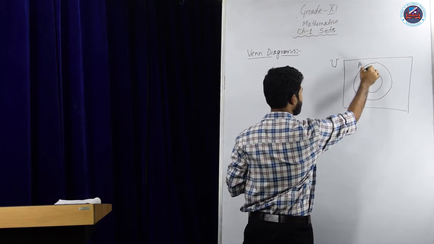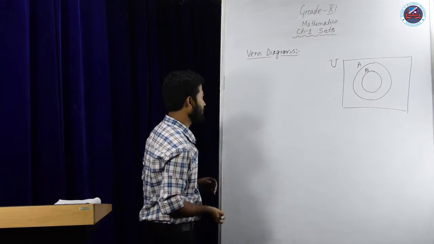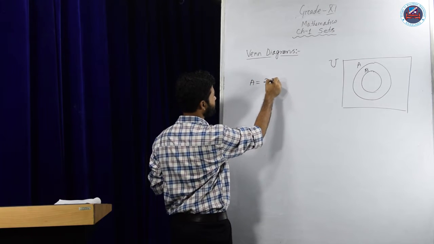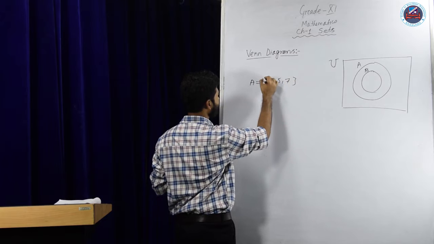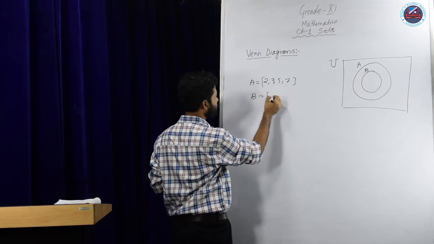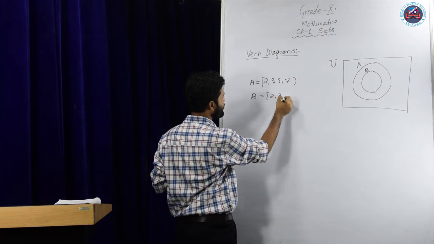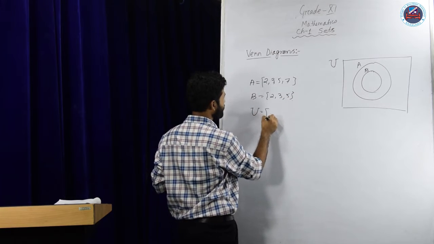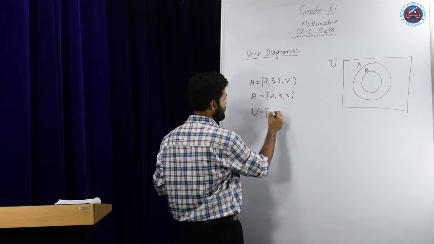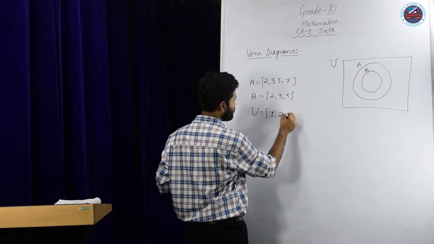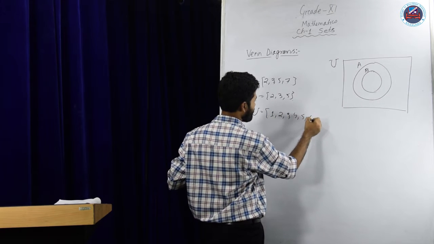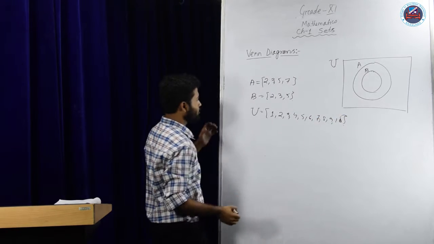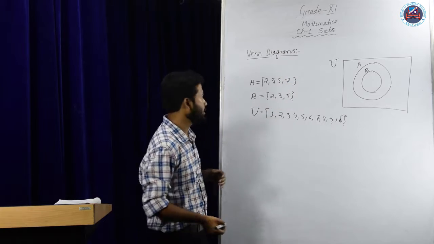So here we shall have A, B. For example, if I take A is equal to {2, 3, 5, 7}, and B is equal to {2, 3, 5}, and our U is, say, {1, 2, 3, 4, 5, 6, 7, 8, 9, 10}. So how can we represent them using the Venn diagram?